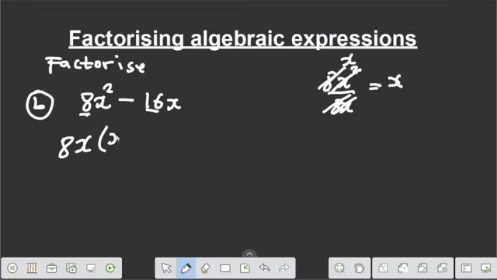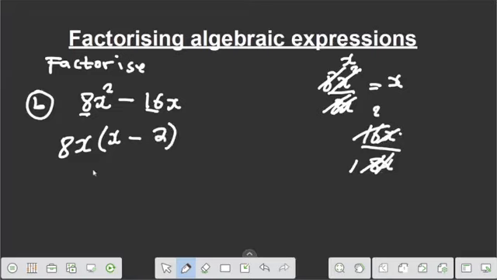So inside the brackets, we put x minus, again, we are going to divide 16x by what we have factored out, which is 8x. So 8 into 8 is 1. 8 into 16 is 2. Then this x and this x will cancel. Meaning that here we just remain with what?